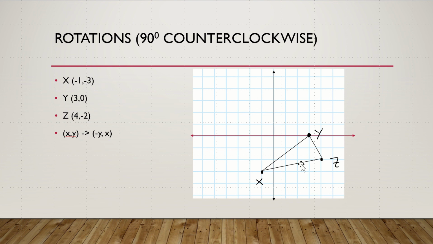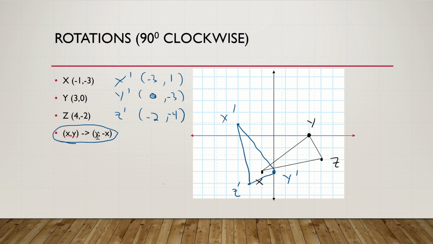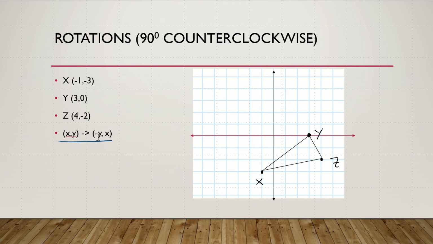So here are your original points, x, y, and z. And the map for this one is this. So if you remember from the 90-degree clockwise rotation, you switch the x and the y's, but the original x was negative. Here you also switch the x and the y's, but the original y is negative. So I'm going to list out the coordinate points right here, and then we're going to plot them.